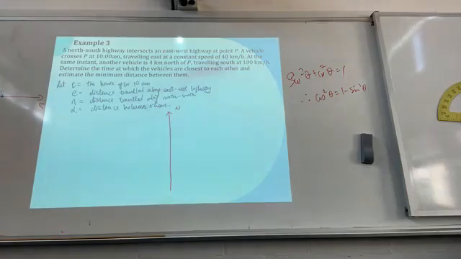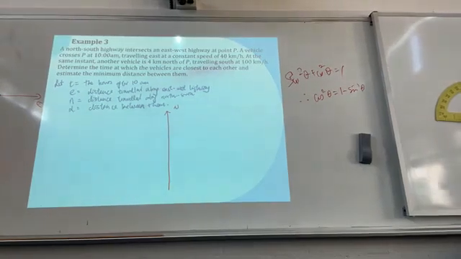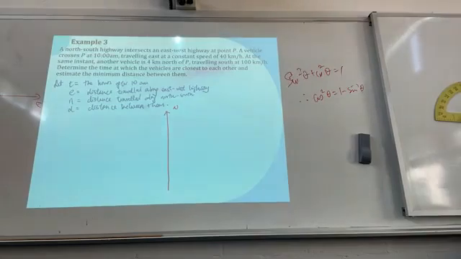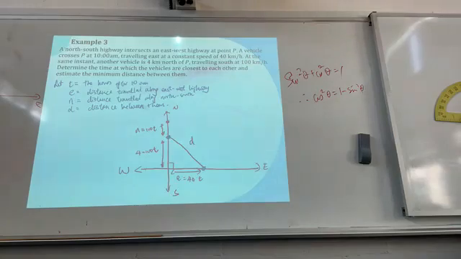So what I've done is, let T be hours after 10 a.m. E is the distance traveled by the car along the East-West Highway, N is the distance traveled along the North-South Highway, and D equals the distance between them. So this is what I did.